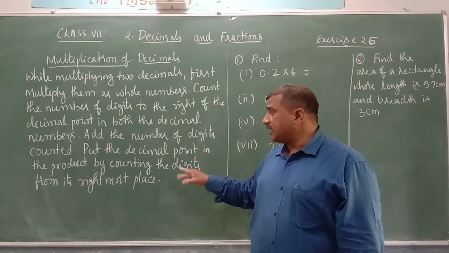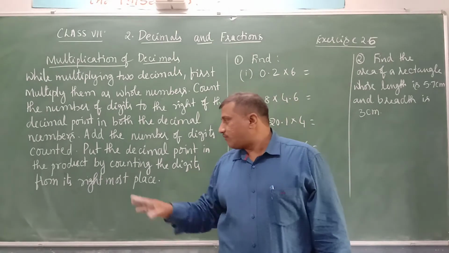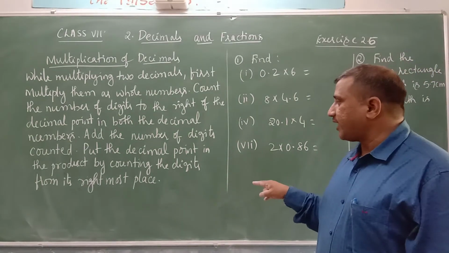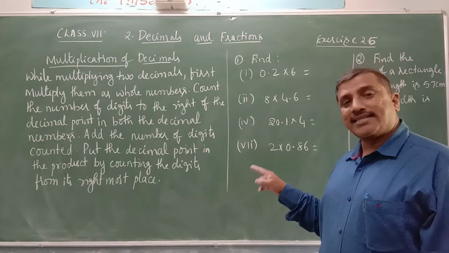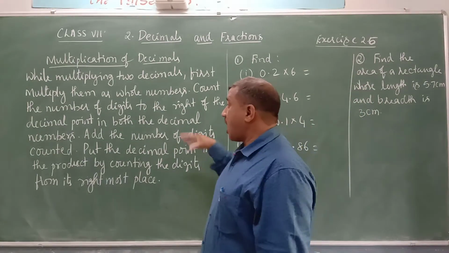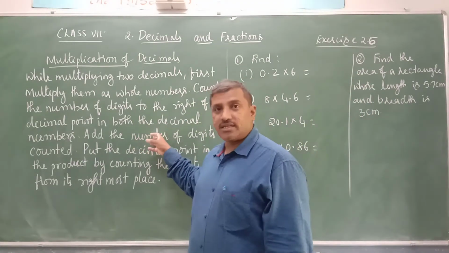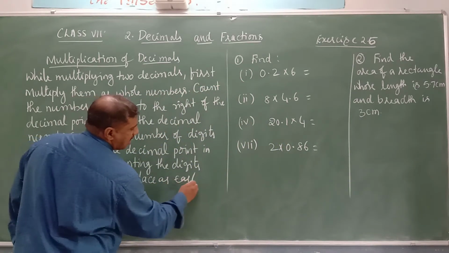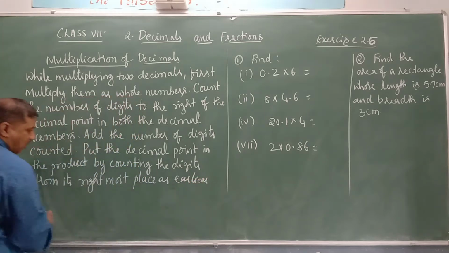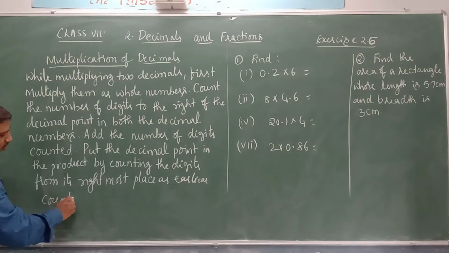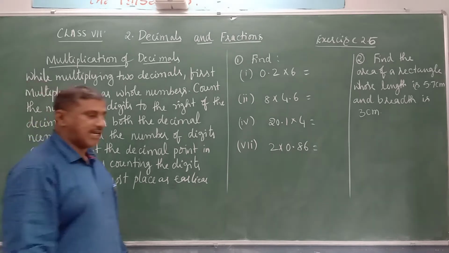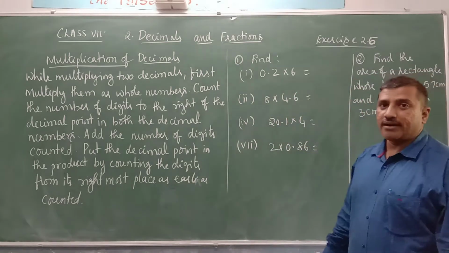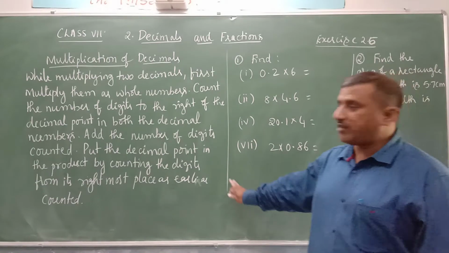Put the decimal point in the product by counting the digits from its rightmost place. Where do we have to put the decimal point in the product? By counting the digits from its rightmost place. How many digits do we have to count? As earlier counted. Those many digits. After those many digits, we have to keep the decimal point.